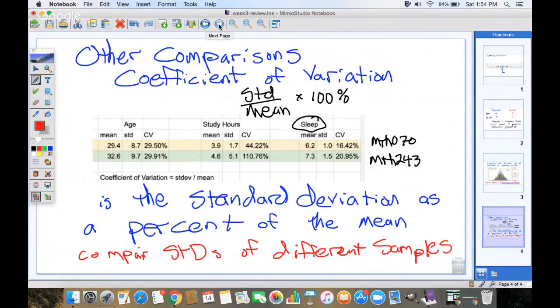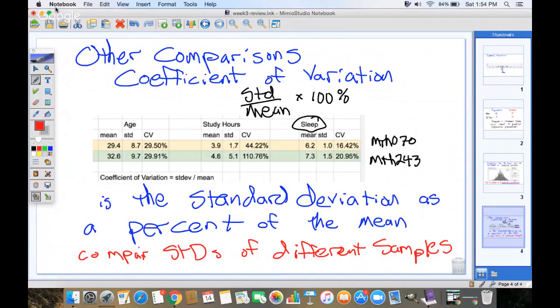A summary statistic that wasn't presented in the book is the coefficient of variation, which is the standard deviation as a percentage of the mean. Just divide the two, multiply by 100% to get it as a percentage. And that just gives us a way to compare the spreads of two different data sets because they probably won't have the same mean.